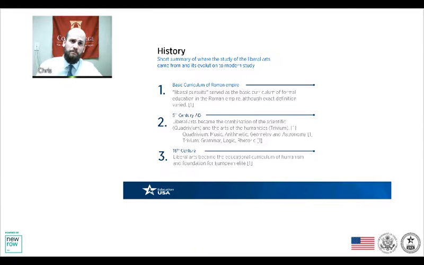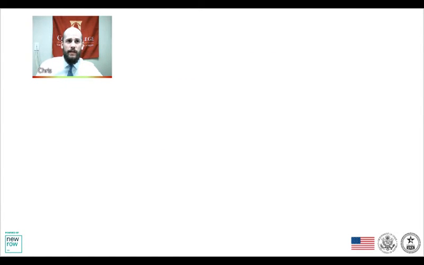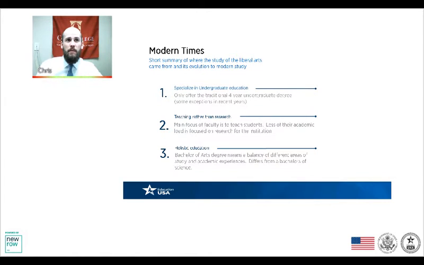Now we'll fast forward a little bit further to modern times, right? So what does this model mean today, in the 2000s? Is it still applicable, this educational model that is so historical and so old? Does it still make sense to have what we'll call a well-balanced or holistic approach to education?